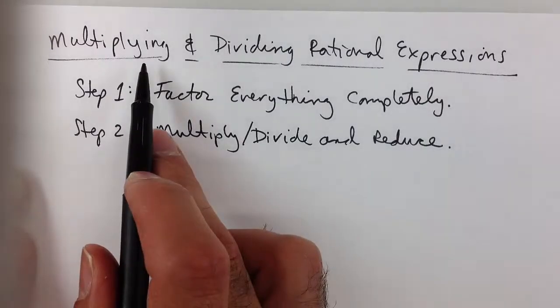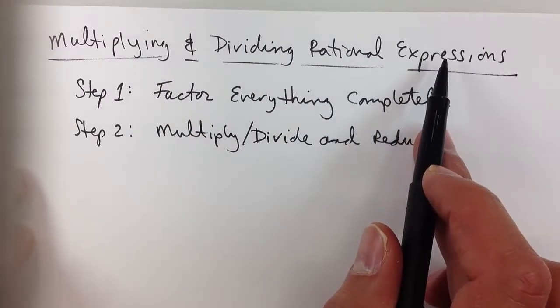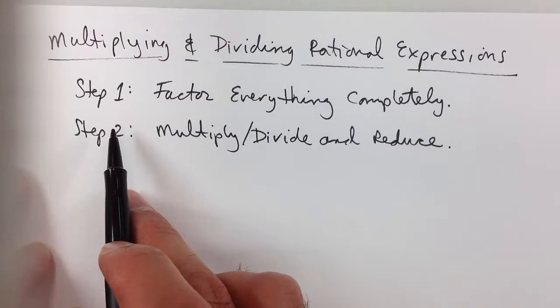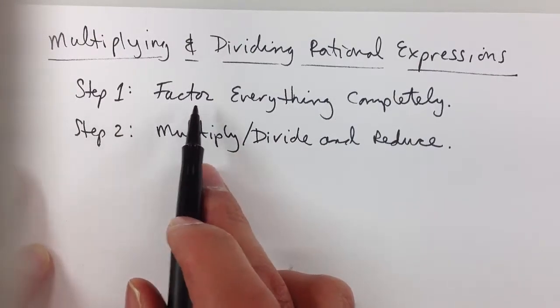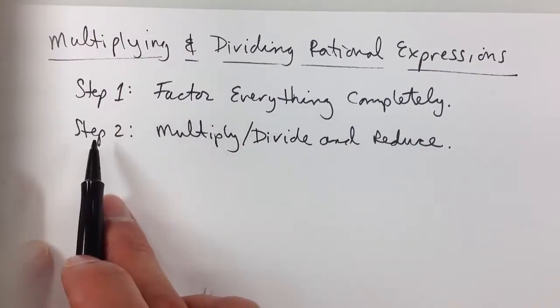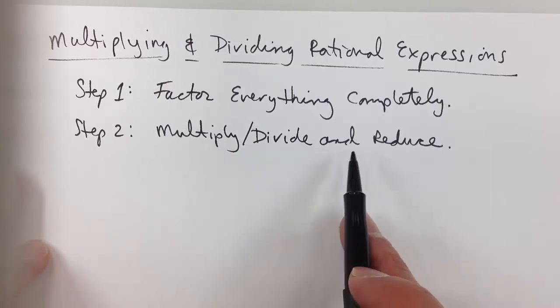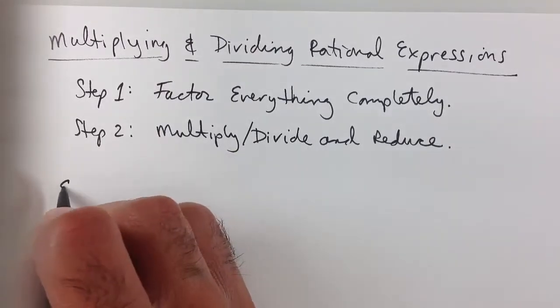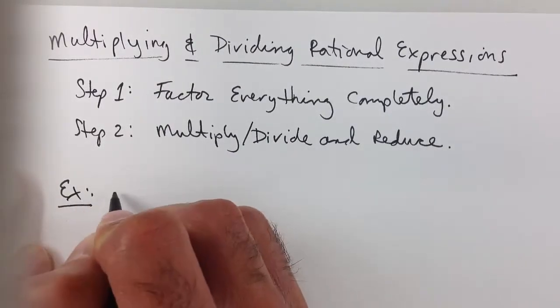This video is about multiplying and dividing rational expressions, and I'm going to follow a basic two-step process: step one being factor everything completely, and step two being multiply or divide and reduce. Let's kick things off with an example that looks like this.